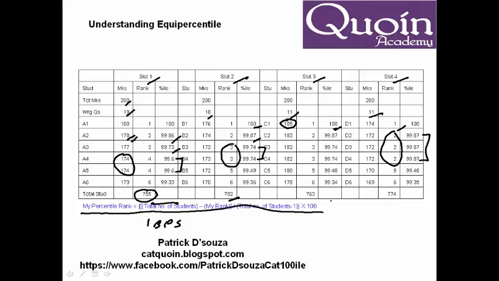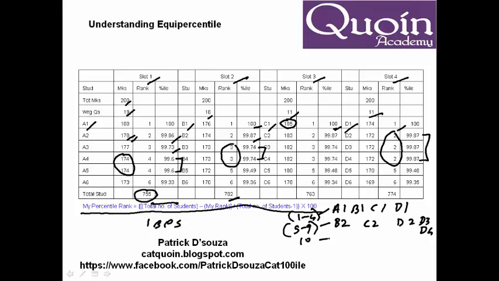Now if you rank them, the first rankers will be A1, B1, C1, D1. All the first rankers of each slot will be rank 1. Rank 2 out here will be 99.87, which is B2, C2, D2, D3 and D4. So the first slot will be 1st to 4th rank, and 5th to 9th rank will be B2, C2. 10th rank will be A2.